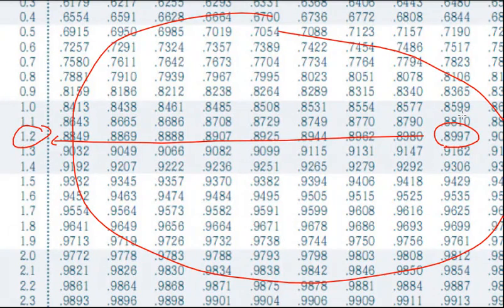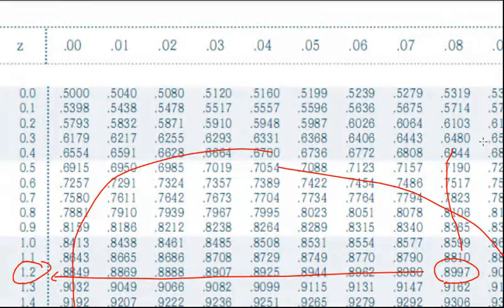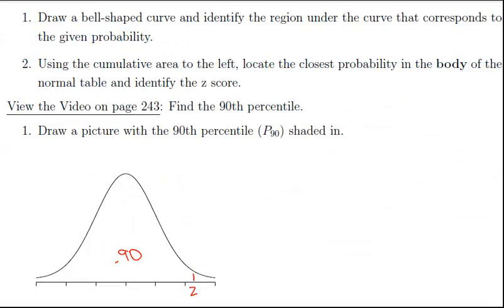And then I just want to go up and see what column we're at. So 1.28. My z-score then is 1.28. I was working backwards, starting in here, and then pulling the z-score off. Okay, so this z-score right there is 1.28.